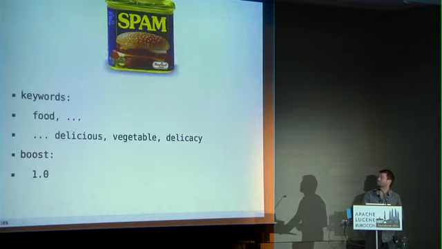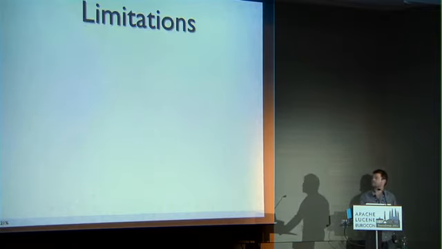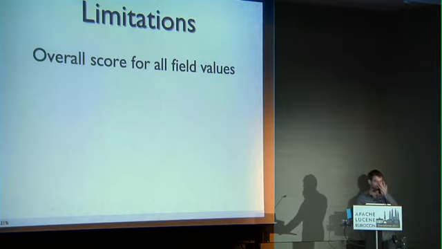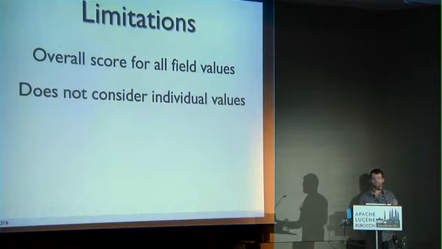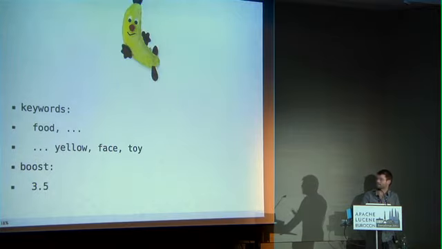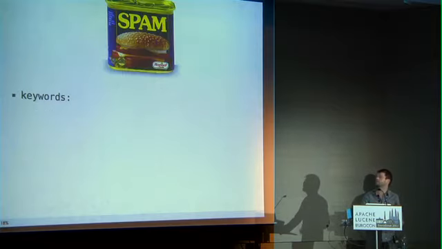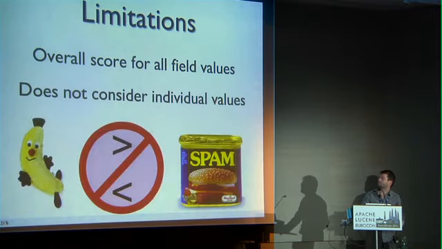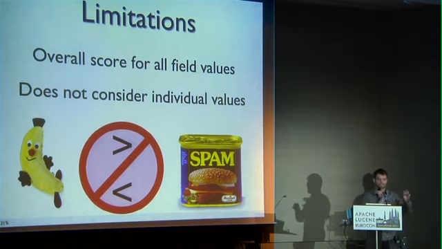So if you do boosts on the entire field, there are some limitations. You're doing an overall score on the relevance of all the keywords in this case. And depending on what you're searching for, it's not going to work all the time. So in this case, if we search for food, its boost will be 1, so it won't match that well, whereas the banana has a high boost, but it's not actually food. So the banana will be ranked higher even though it's a toy. It's just one example. It doesn't consider individual values, so you can't say that this is greater than that for the entire keywords field.